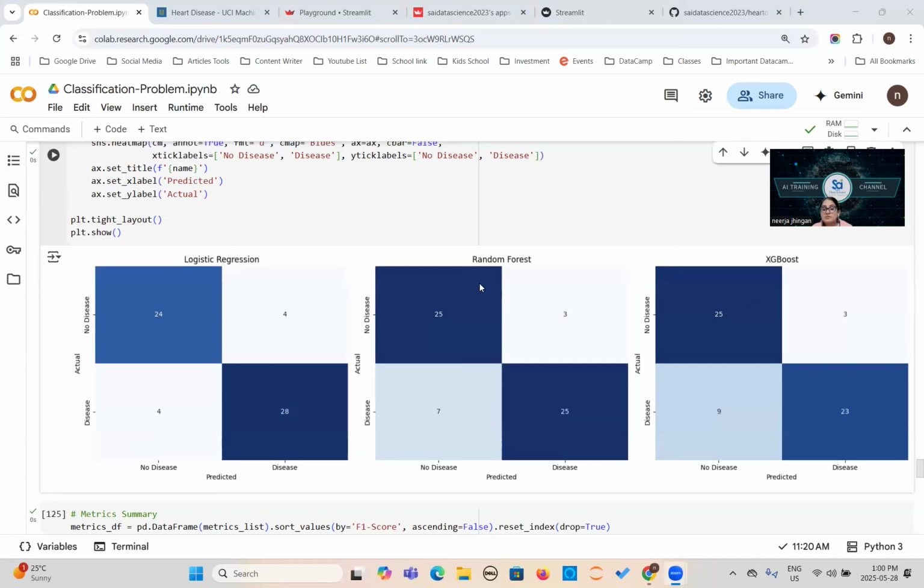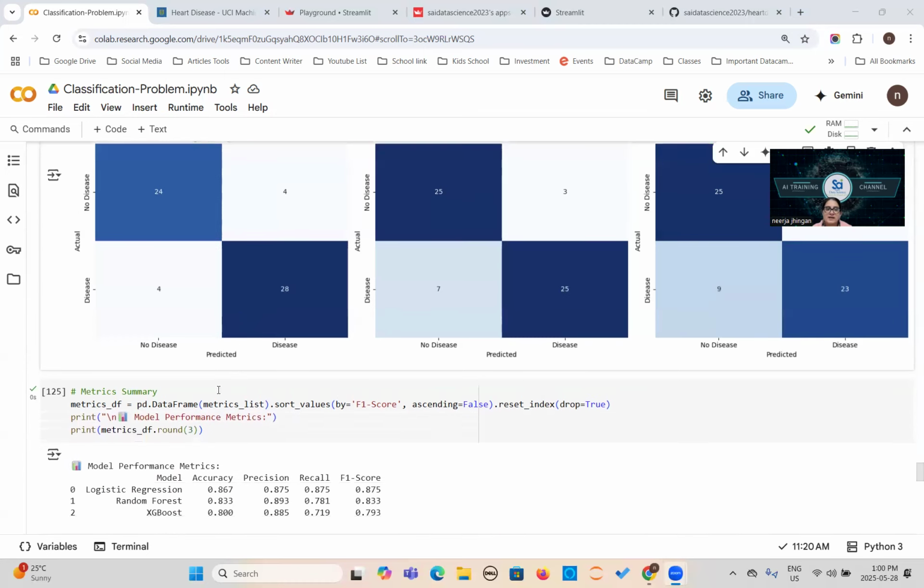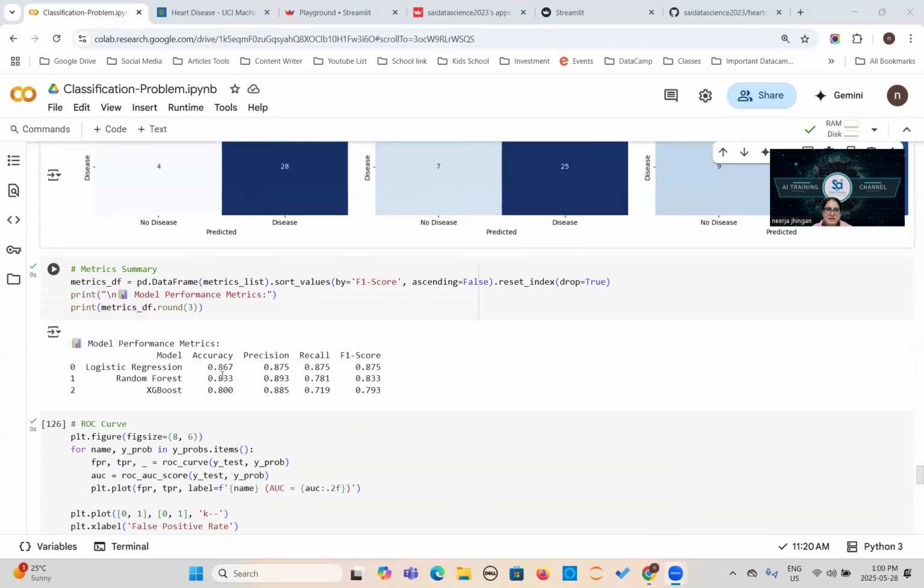But in case of random forest, it is increased. We don't want that, right? In the XGBoost, it is increased more. So our goal is to just reduce this one, because we want our patients to get immediate treatment. Okay, this is important. And we can look at the accuracy level too.